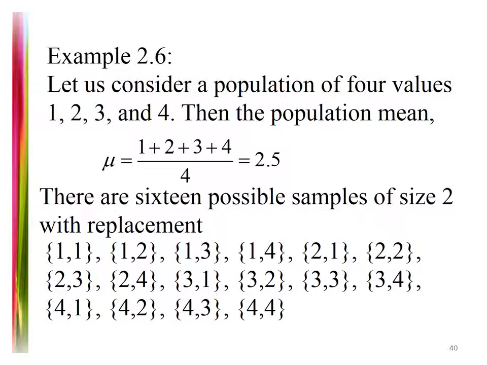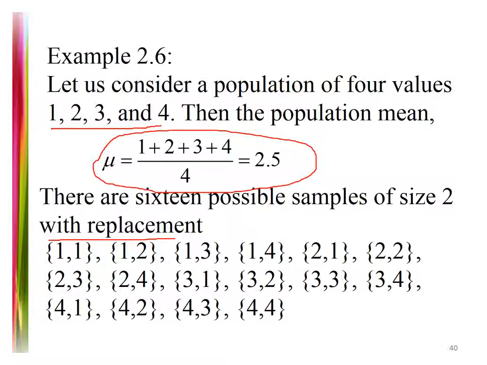Alright, next, example 2.6. Let us consider a population of 4 values. We consider this as the population, and we are going to select samples of size 2 with replacement. That means we pick two numbers from these 4 values. If you calculate the population mean, mu is equal to 2.5.